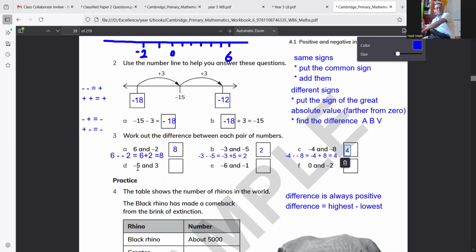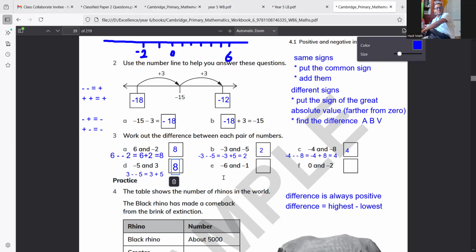Let's go for this question. The greater number is 3, then you subtract from it the small number, which is -5. This is equal to 3 plus 5. And 3 plus 5 is equal to 8.